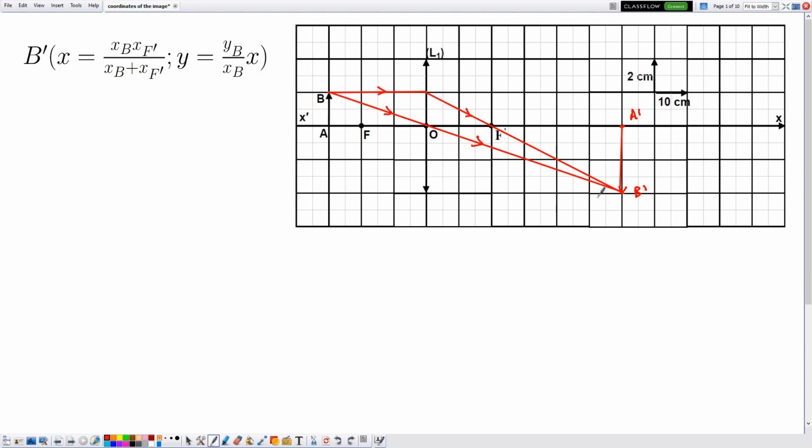However, in most cases, the tracing of the image using this method is not accurate, and this depends on several parameters. For example, the graph paper that we are using, the ruler, and the pencil as well. So now in this video, we are going to introduce a new method which allows us to directly locate the image B prime of the object B without tracing any rays. Then let's start by explaining this method.